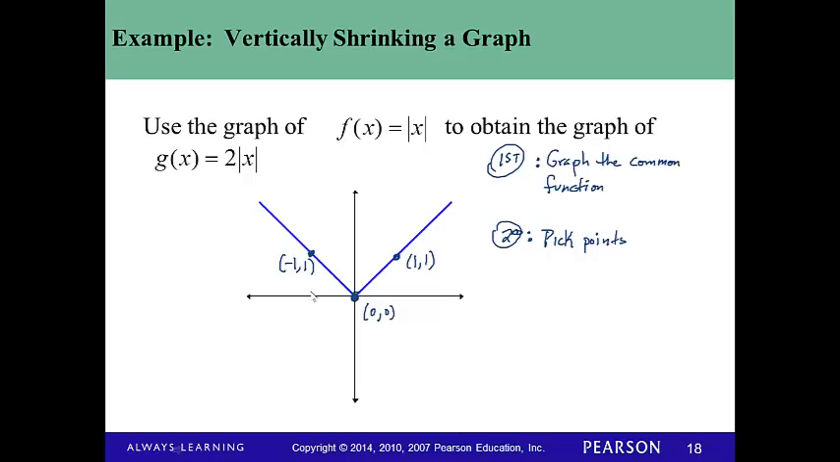So even though you can't see the points on here, we can assume those are the points because this is the absolute value of x. And the absolute value of 1 is 1, and the absolute value of -1 is 1. So then the next thing you want to do is perform the transformation on the points.